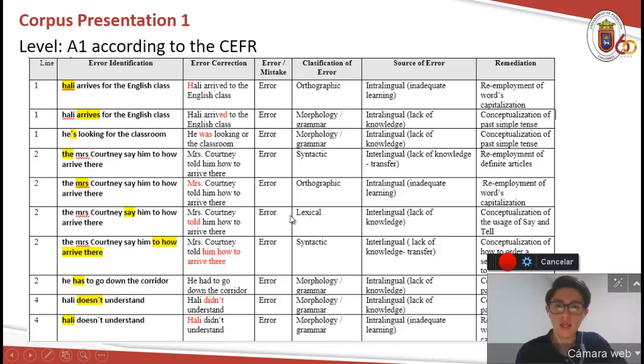And we have a lexical error because of "Miss Corny say," right? We know that in English we have two verbs for that, say and tell, and they're used in different situations. That would be lexical because in this case he or she must use tell: "Mrs. Corny told him how to arrive there." And we could say that there is also a syntactic error here, because "to how arrive there" is not quite good. It would be better "tell him how to arrive there." That would be the syntactic error, maybe interlingual because he used a Spanish structure for that, right?